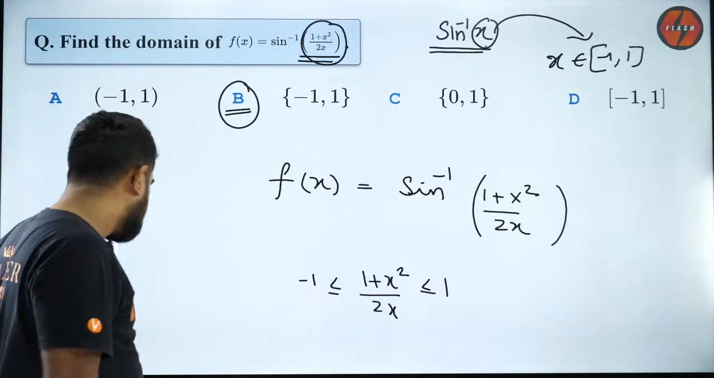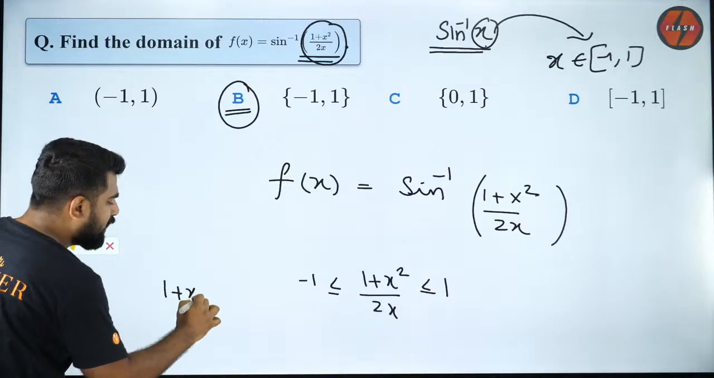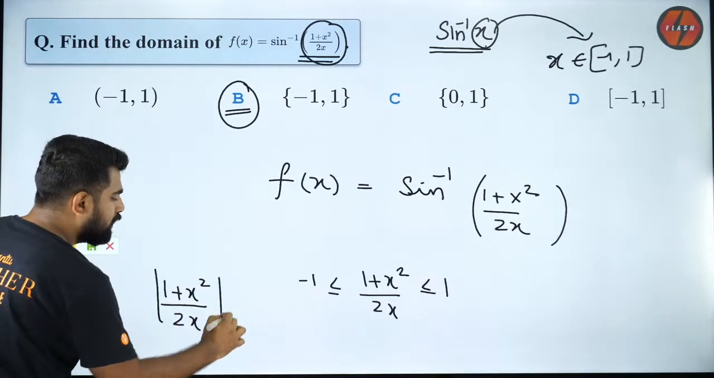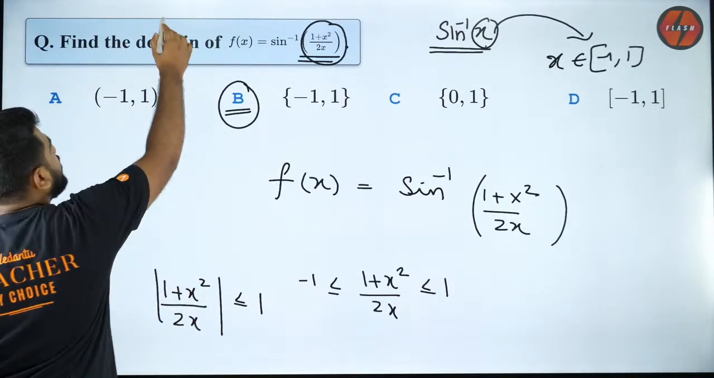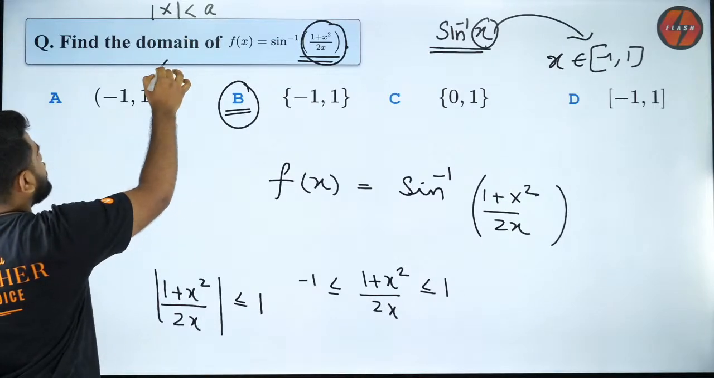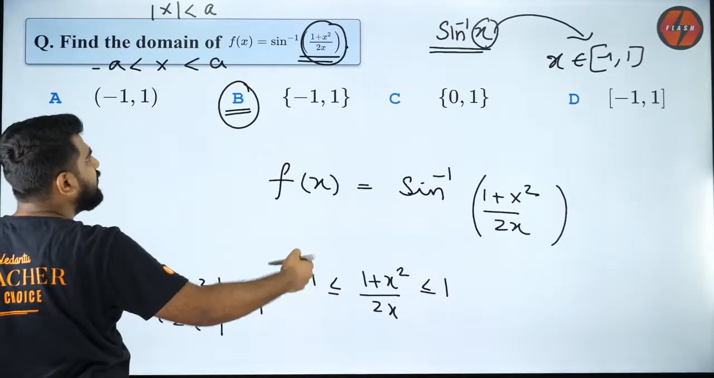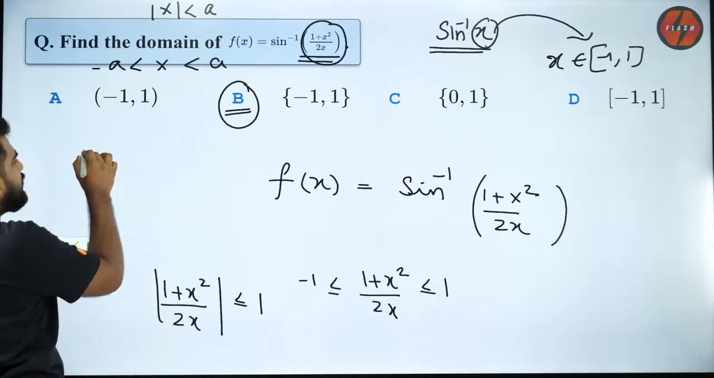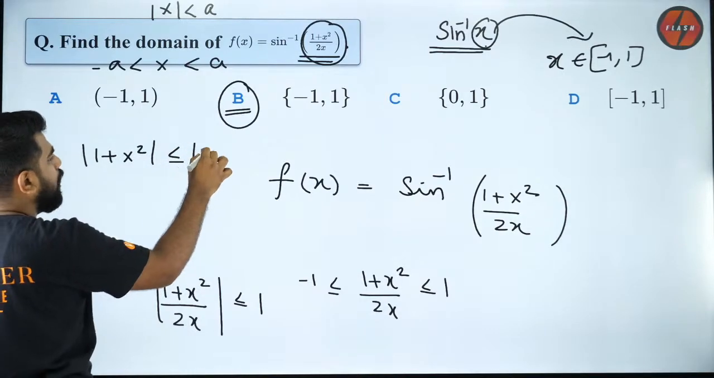So now, guys, can I say that this is nothing but mod of (1 plus x square) by 2x less than or equal to 1? Because whenever you have mod x less than a, you open it as x between minus a to plus a. So I am just reconverting it back to the modulus form. Now can I say mod of 1 plus x square is less than or equal to mod of 2x?